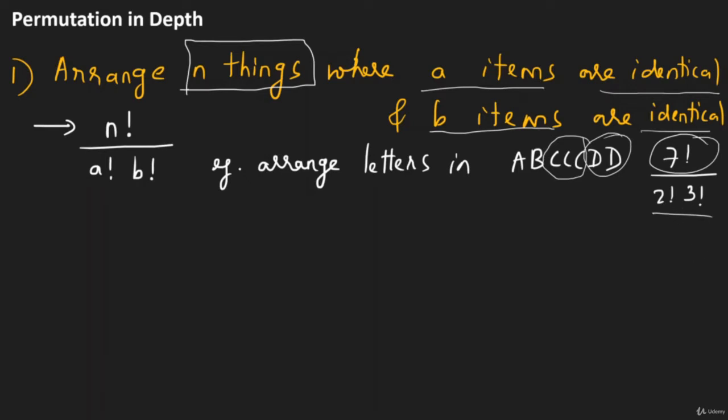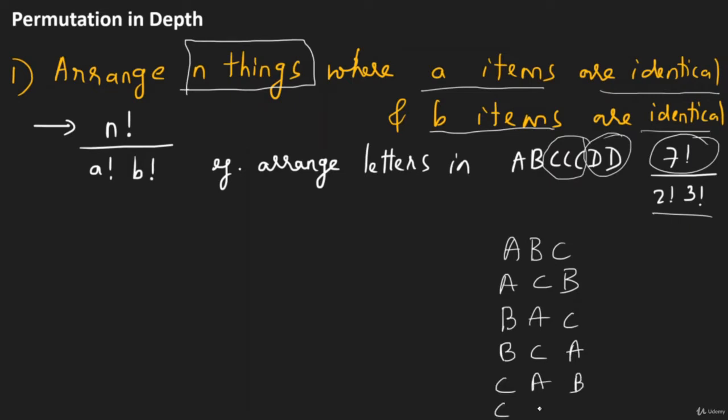Now let's take a simple example to understand this better. Say you are given 3 letters A, B, C. What are all the ways in which you can arrange these letters? You have A, B, C. You can do it as A, C, B. You can do it as B, A, C, B, C, A, and C, A, B and C, B, A. Right? So these are the 6 ways in which you can arrange these 3 letters in 3 places, and that is nothing but 3 factorial. Now over here you can see A, B and C all are different. That's why it's 3 factorial.